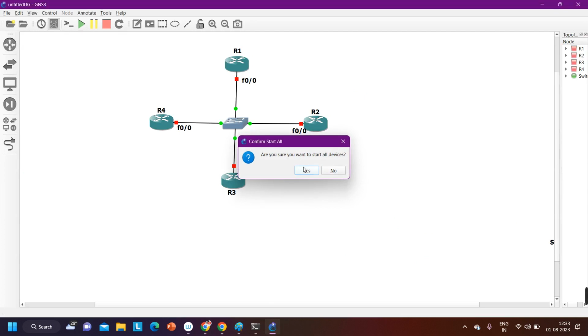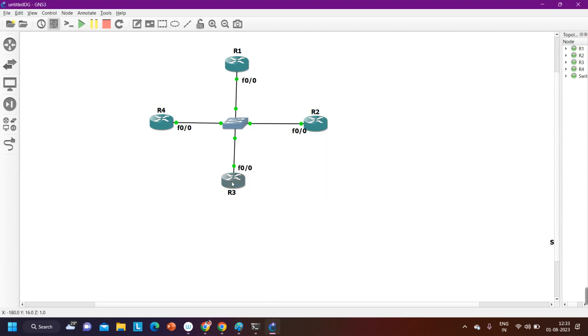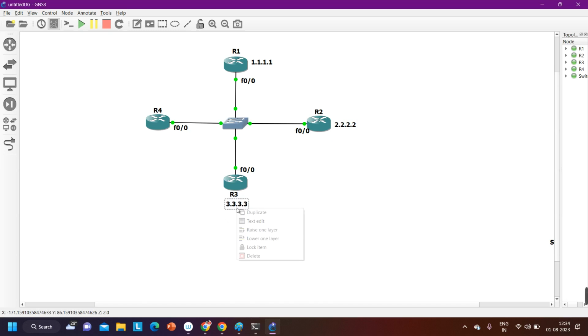Now let me turn on this device. And I am going to configure the router ID on all routers according to the router name. Like on router number 1, router ID will be 1.1.1.1. On router number 2, router ID will be 2.2.2.2. On router number 3, router ID will be 3.3.3.3. And on router number 4, router ID will be 4.4.4.4.